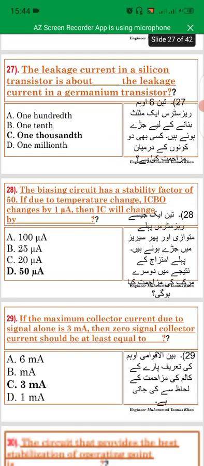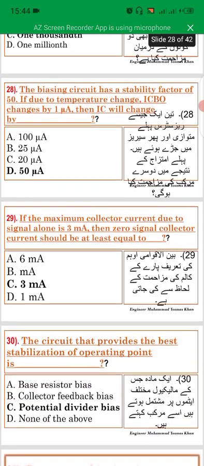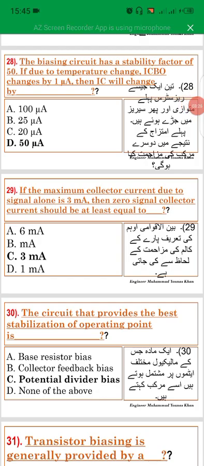The leakage current in a silicon transistor is about 1 microampere. The leakage current in the germanium transistor is about 1 milliampere. A biasing circuit has a stability factor of 50. If due to temperature change ICBO changes by 1 microampere, then IC will change by 50 microampere.